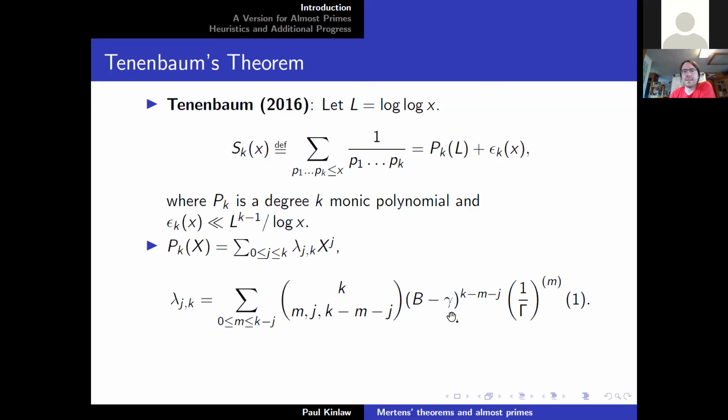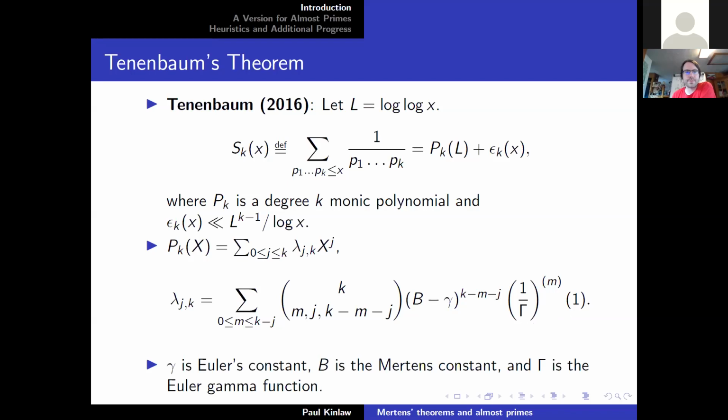B is Mertens' constant, gamma is the Euler constant, and the capital Gamma is the Euler gamma function. And this is the mth derivative, in the superscript. So that's just summarizing what all the things are in this big formula.